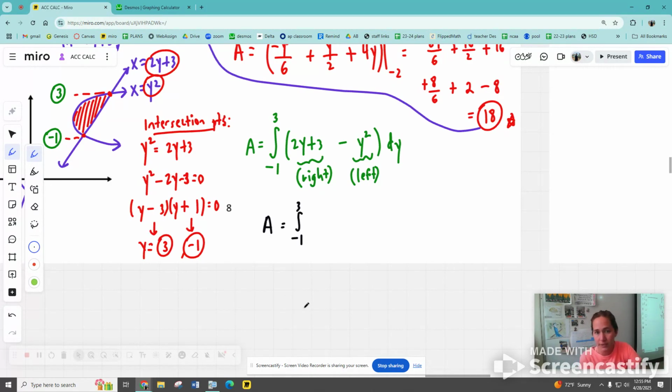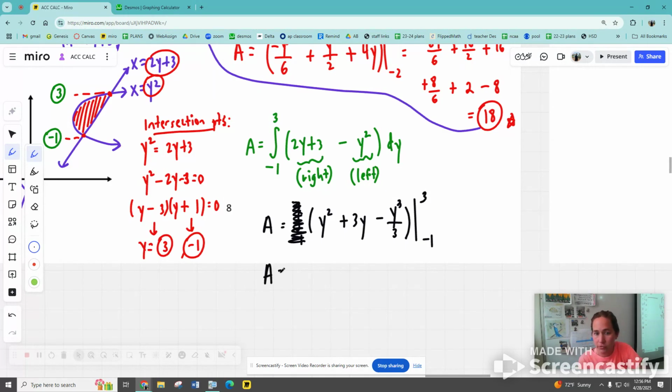So take your time, feel free to pause here and work at this on your own pace. We can do 2y's antiderivative, so y squared, and then the 2 over 2 should cancel, plus 3y for the integral of 3, and then minus y cubed over 3. Not too bad. I should have just ditched the integration sign because we're now taking the integral, and now we want to evaluate this from negative 1 to 3.